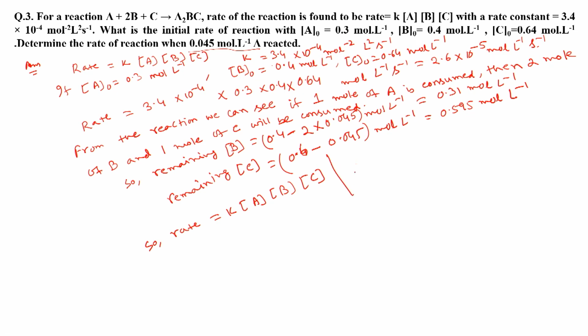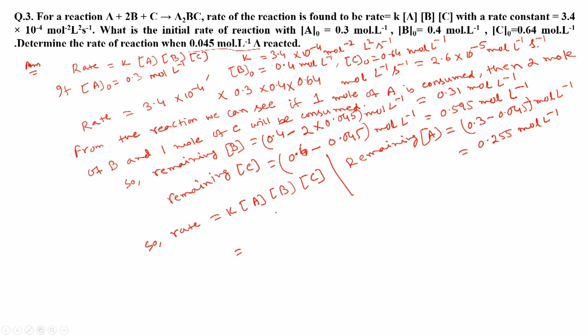Okay. So remaining A we need to calculate. Remaining A, concentration of A is 0.3 minus 0.045 moles per liter. So if we calculate this one, we get 0.255 moles liter to the minus 1.